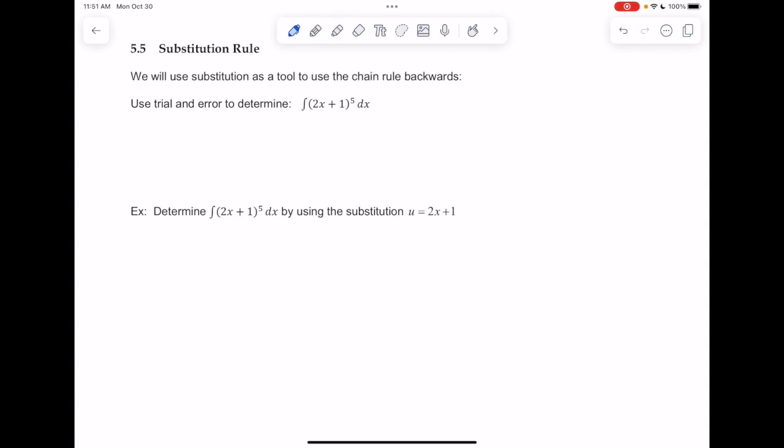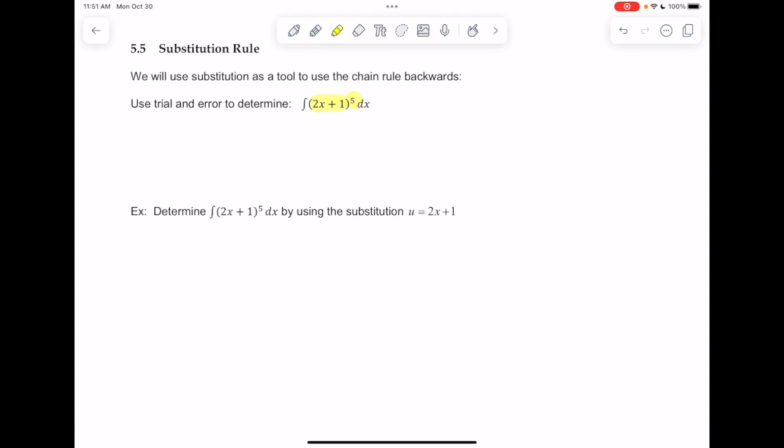First of all, we're just going to try using trial and error to determine the integral of (2x + 1)^5 with respect to x. Trial and error meaning we're just going to go for it. Why are we talking about the chain rule here? Well, because we have a function inside of another function. So we have 2x + 1 inside of a fifth power.